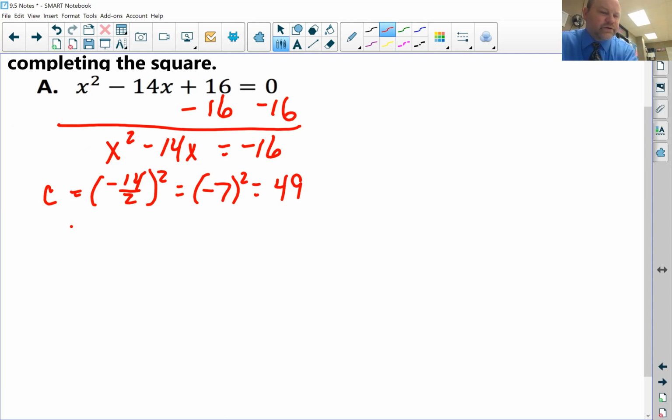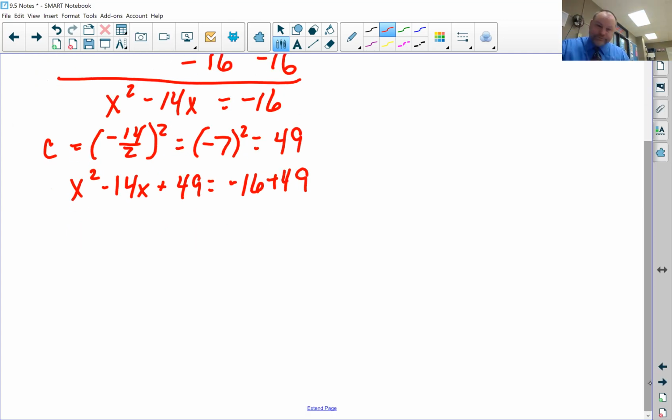X squared minus 14x plus 40. Ooh, that looked bad. Plus 49 equals -16 plus 49. The left-hand side I'm going to write as a binomial squared, x minus 7 squared. Excuse me. 49 minus 16 is 33.